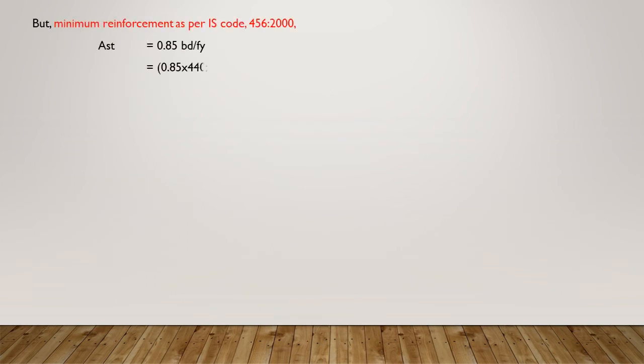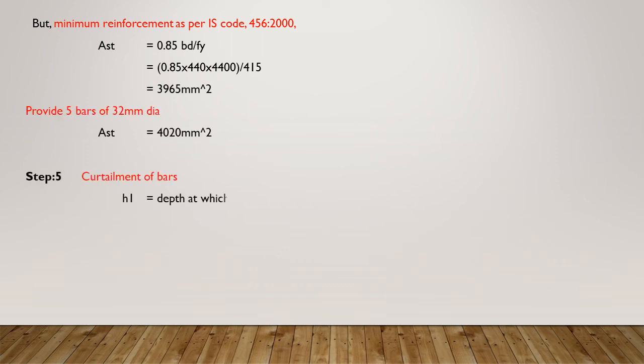But the minimum reinforcement as per the IS code is Ast equal to 0.85 b d divided by Fy. So b is 440, d is 444, divided by 415, where 415 is the Fy given in our question. So Ast is equal to 3965 mm square. So provide 5 bars of 32 mm dia bars. We can provide 5 bars or 6 bars of 32 mm or 25 mm. So Ast provided is equal to 4020 mm square.